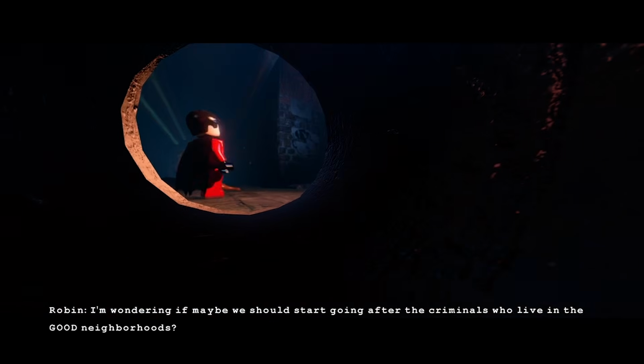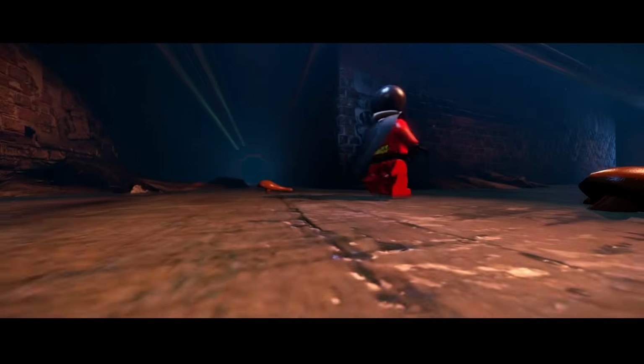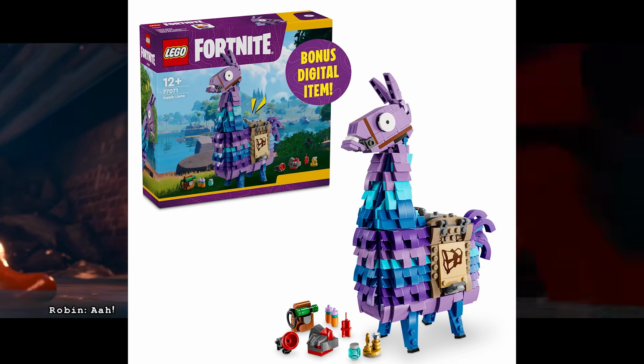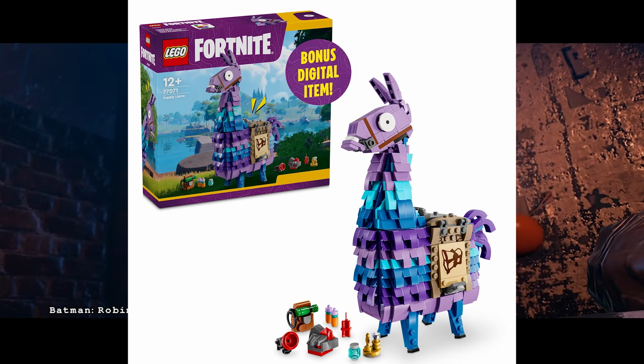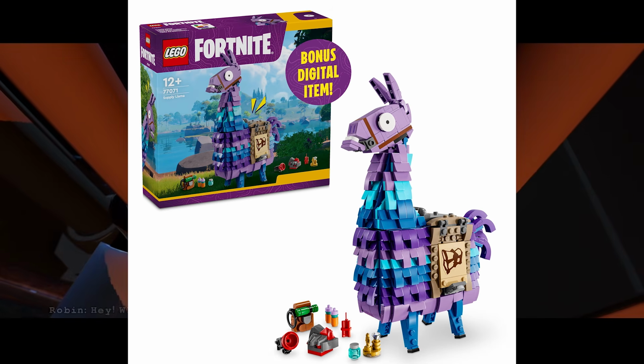Obviously, LEGO now does have quite the partnership with Fortnite and Epic Games, considering there's an entire game mode called LEGO Fortnite, and they make sets based on the game.